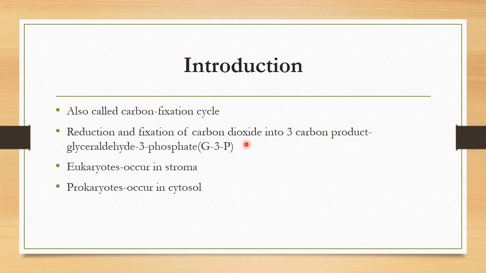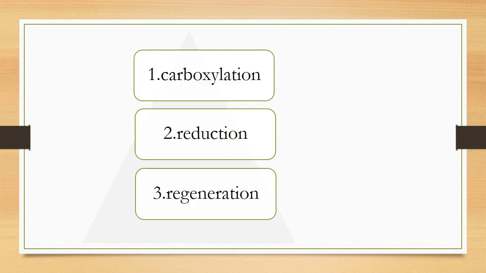So why is Calvin cycle known as the C3 cycle? The reason is that the first product which is formed in Calvin cycle is a 3 carbon product, that is glyceraldehyde 3 phosphate. That is why it is known as the C3 cycle. In eukaryotes, the C3 cycle usually occurs in the stroma present in the chloroplast, and in prokaryotes it occurs in the cytosol. So this was a brief introduction.